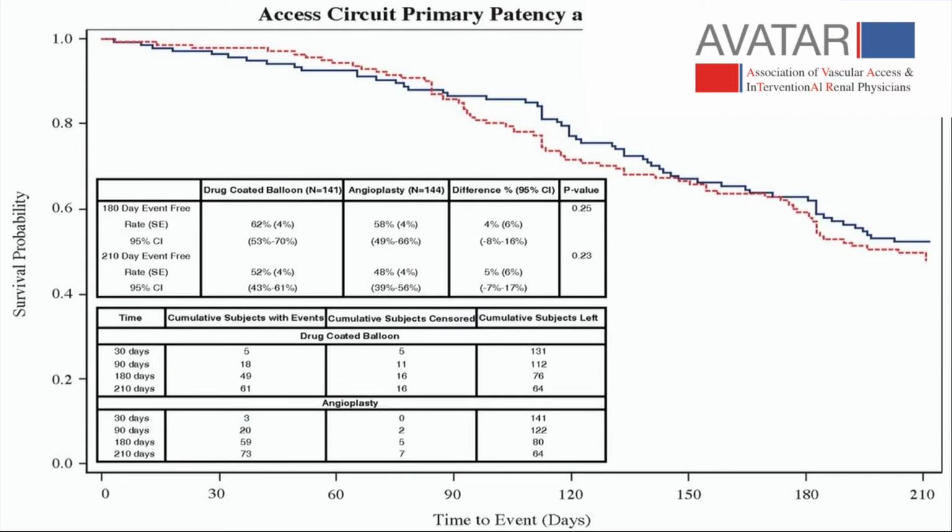But if you look at what happened to the access circuit, so you did this angioplasty today, and 6 months later, almost 210 days later, there was actually no difference at all. Patients came back for some other reason for angioplasty. The target lesion had a 30% less chance of being stenotic at 6 months, but the access had some other problem that needed some work done in that period of time.